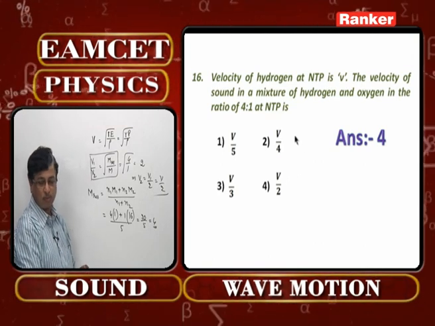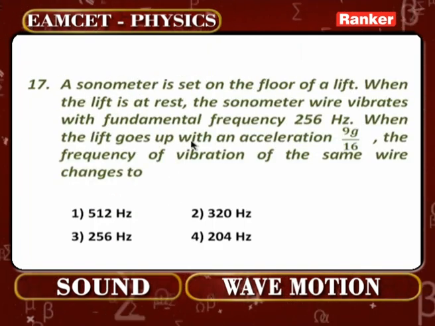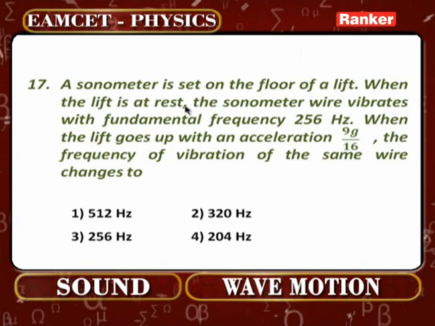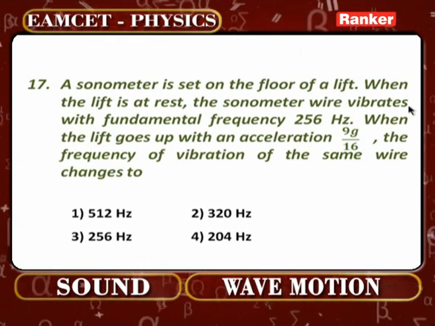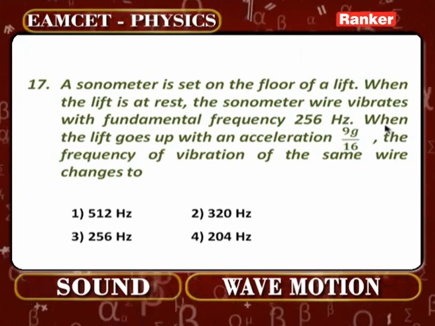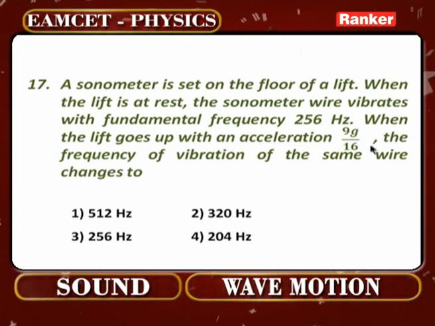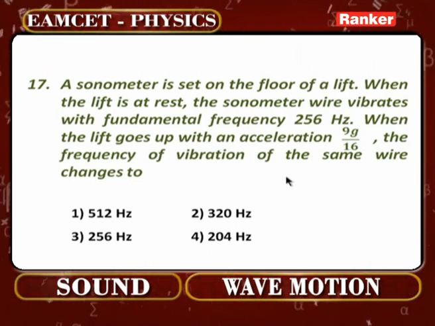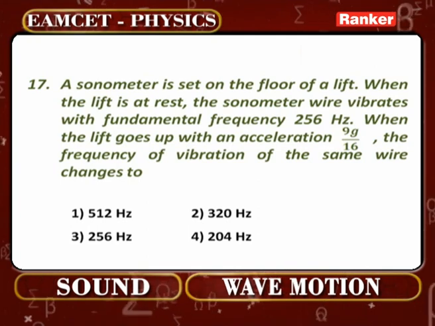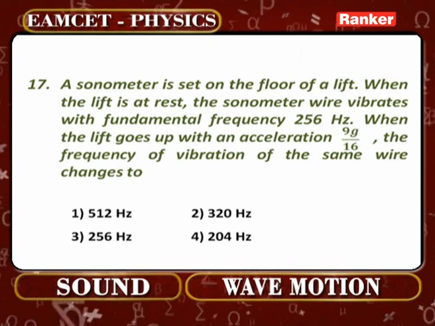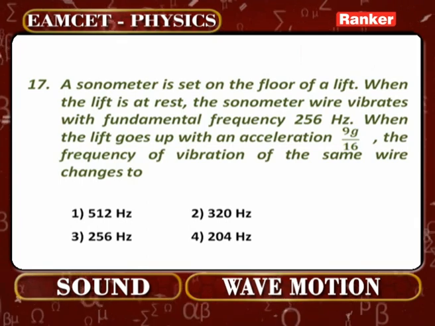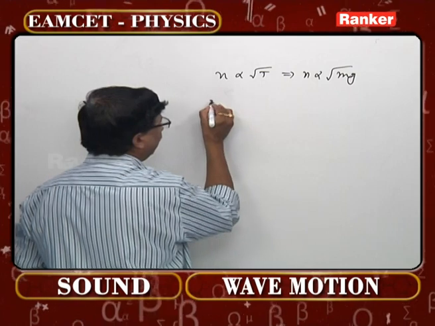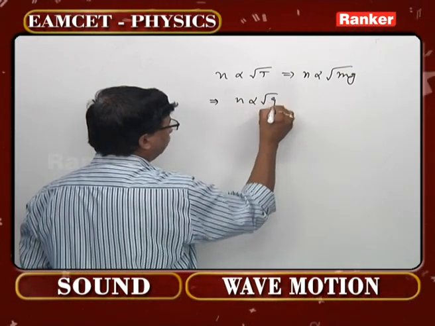Look at the next one, that is question number 17. A sonometer is set on the floor of a lift. When the lift is at rest, the sonometer wire vibrates with fundamental frequency 256 Hz. When the lift goes up with an acceleration 9g by 16, the frequency of vibration of the same wire changes to what? That is the concept. In fact, we know that formula very well. N is directly proportional to root T. This also can be written N is proportional to root mg. In other words, N is proportional to root g.